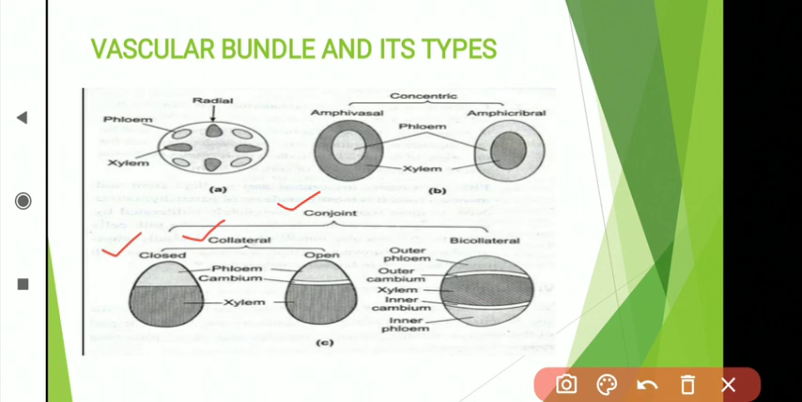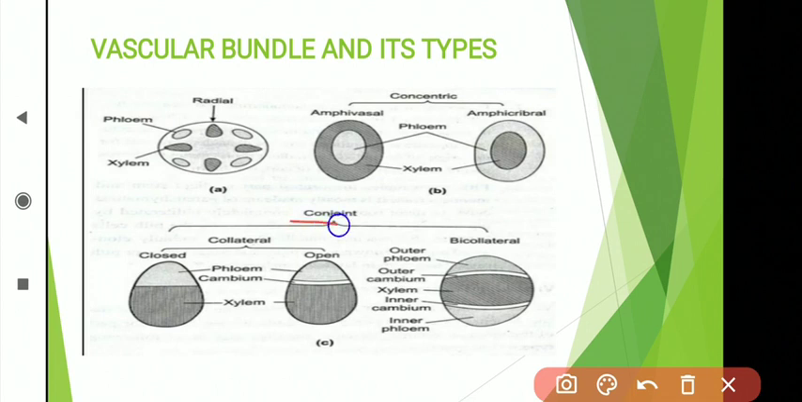closed, or conjoint collateral open, or conjoint bicollateral. So these are three types of conjoint vascular bundle. Conjoint vascular bundles are divided into two types, that is collateral and bicollateral. Again, collateral is divided into two types, that is closed and open type. So let's see first, that is the conjoint collateral closed type of vascular bundle.